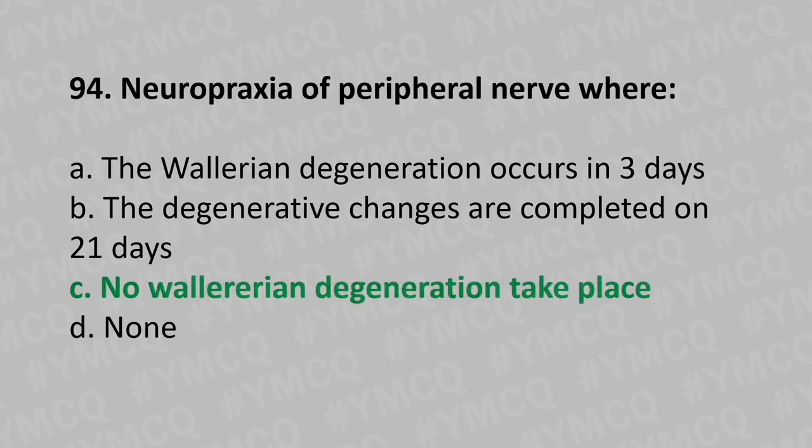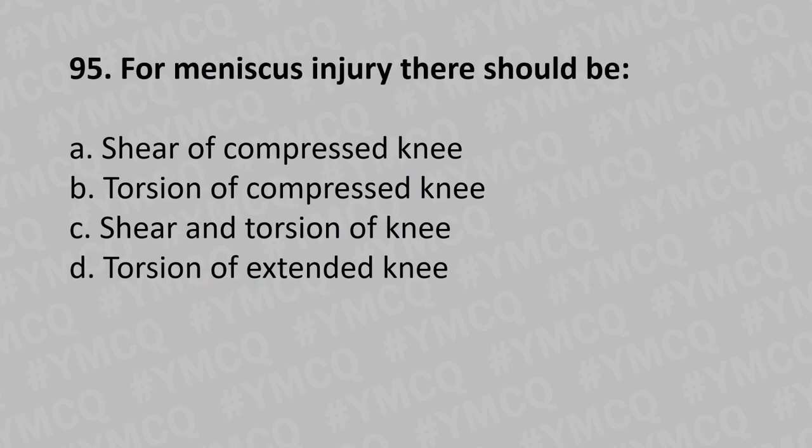For meniscus injury, there should be dash. Option A, shear of the compressed knee. Option B, torsion of the compressed knee. Option C, shear and torsion of the knee. Option D, torsion of the extended knee. And the answer is option B, torsion of the compressed knee. Moving to our 96th question.